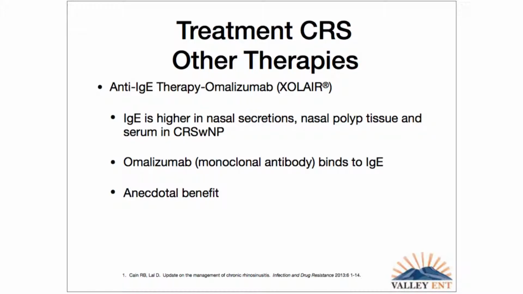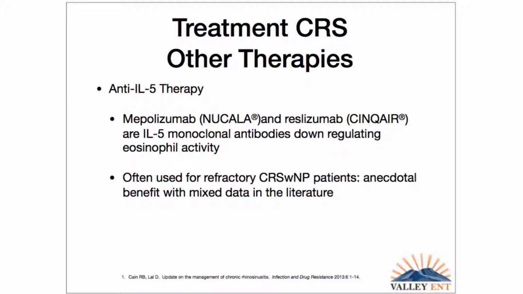Anti-IgE therapy like Xolair: anecdotal benefit in patients with chronic rhinosinusitis and asthma, and chronic sinusitis with nasal polyps and asthma. Anti-IL-5 therapy: again, not a lot of data out there, but anecdotal benefit in patients with chronic rhinosinusitis with polyps and asthma.